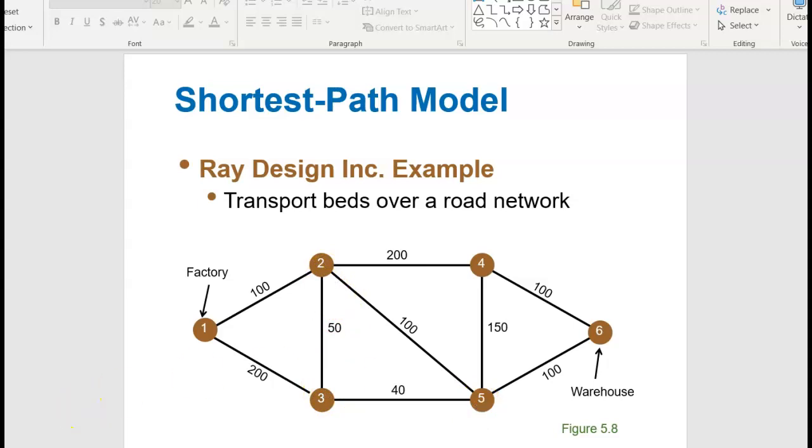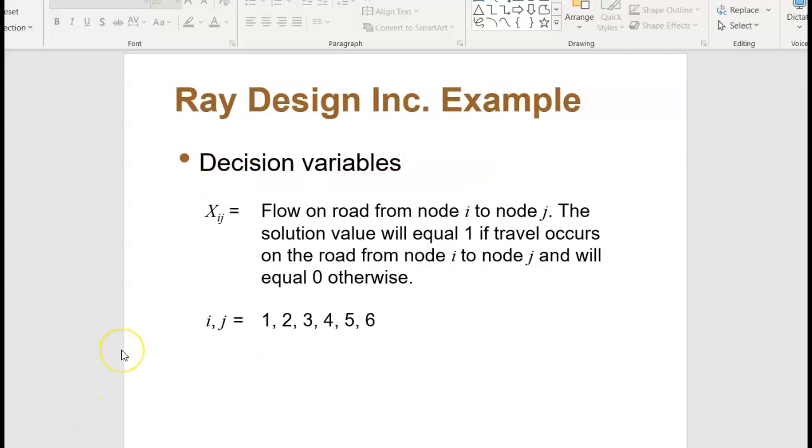This helps us define our decision variables as the flow on the road from node i to node j. Again, we're using the general form xij, and the solution value will equal 1 if that particular road is selected as a part of our optimal solution, and it will automatically be 0 if it's not selected for a route to be taken.